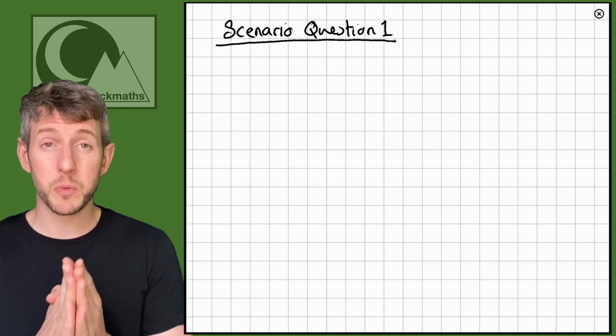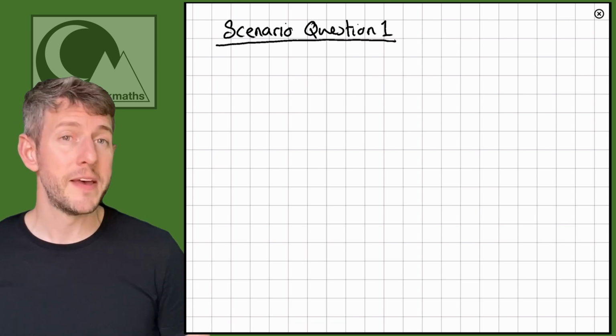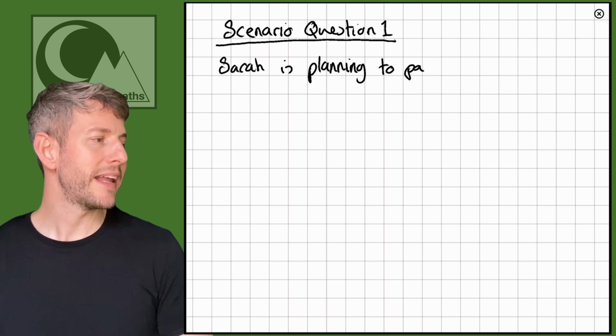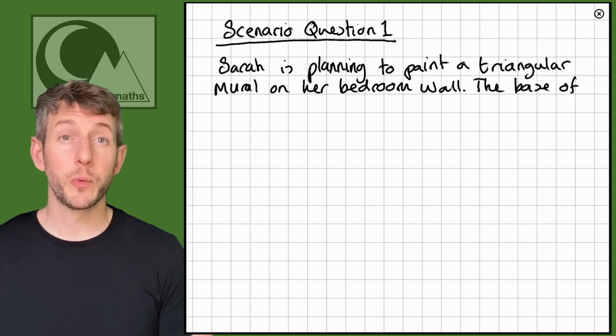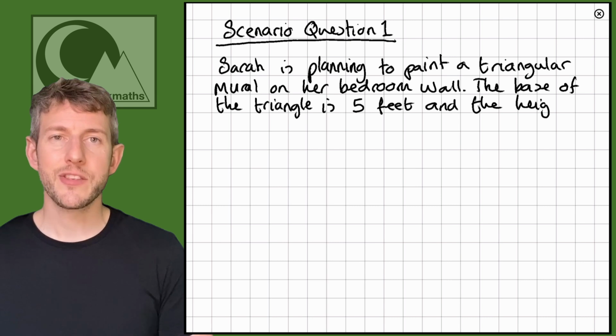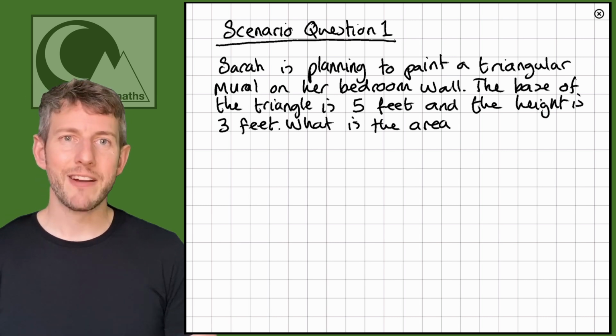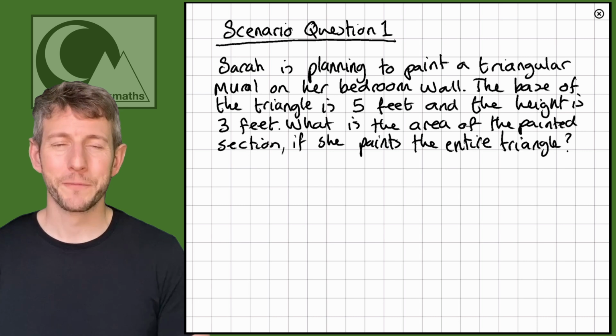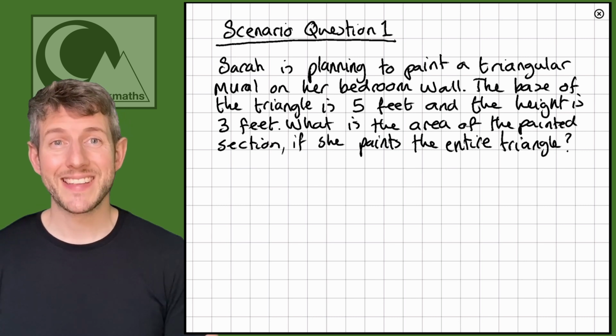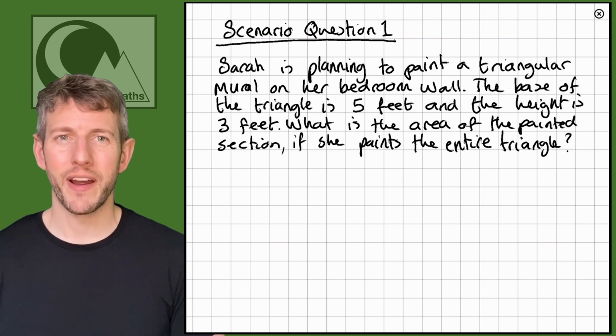I've borrowed the first one from Crack Maths, and it says here, Sarah is planning to paint a triangular mural on her bedroom wall. The base of the triangle is 5 feet and the height is 3 feet. What is the area of the painted section if she covers the entire triangle?